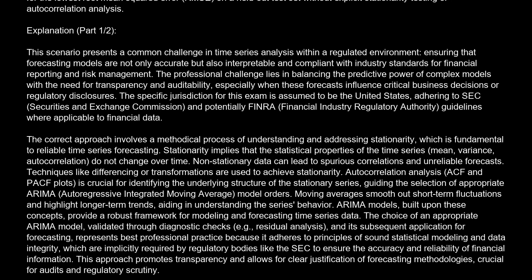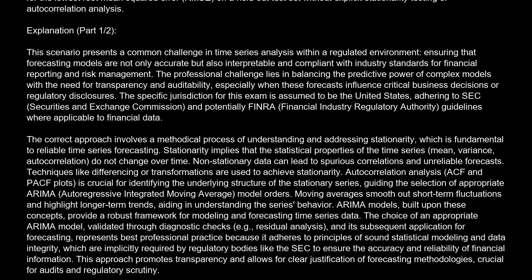The specific jurisdiction for this exam is assumed to be the United States, adhering to SEC, Securities and Exchange Commission, and potentially FINRA, Financial Industry Regulatory Authority, guidelines where applicable to financial data. The correct approach involves a methodical process of understanding and addressing stationarity, which is fundamental to reliable time series forecasting. Stationarity implies that the statistical properties of the time series, mean, variance, autocorrelation, do not change over time. Non-stationary data can lead to spurious correlations and unreliable forecasts. Techniques like differencing or transformations are used to achieve stationarity.